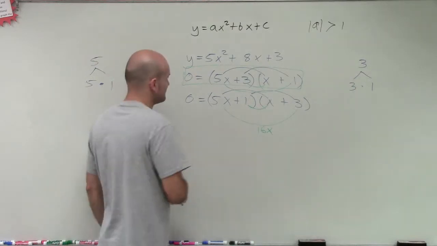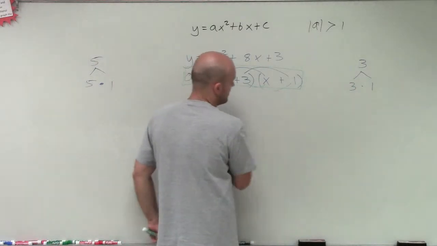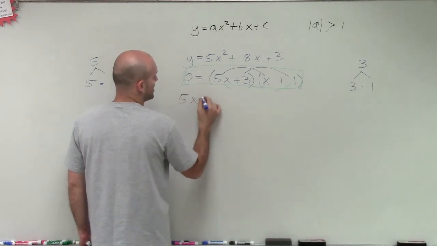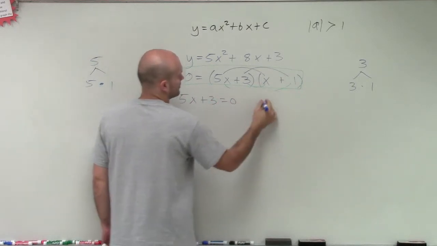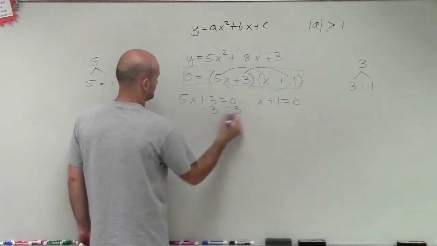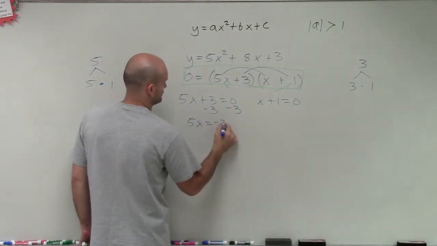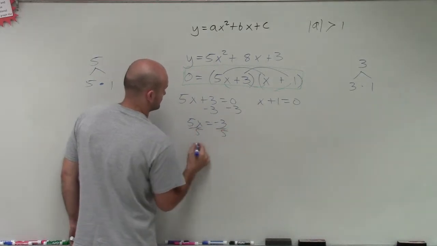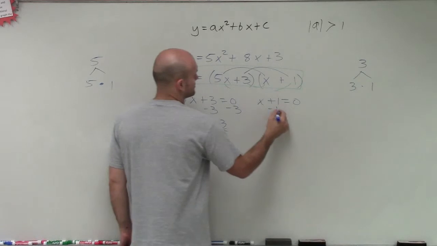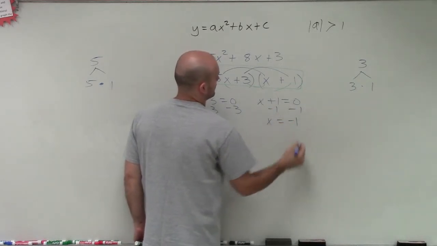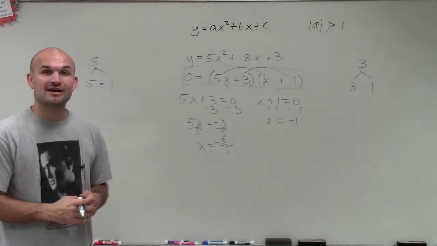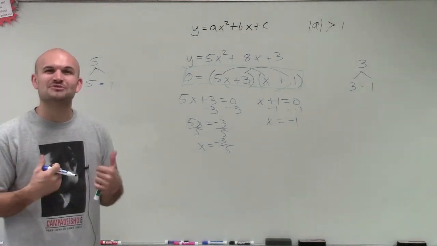Now that I have the factored form, I can simply set this equal to 0 by using my zero product property, and then I can solve. So I have x equals negative 3/5, and x equals negative 1. So there you go, ladies and gentlemen. That's how you solve your quadratic, by doing a little factoring in your head. It's good for you. Thanks.